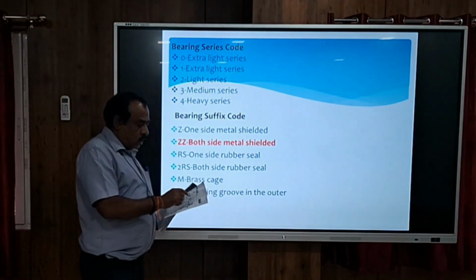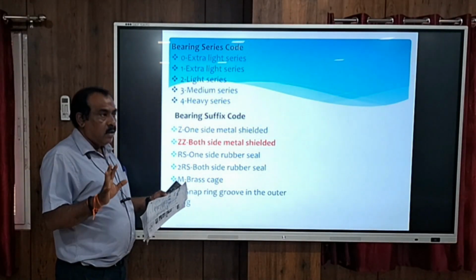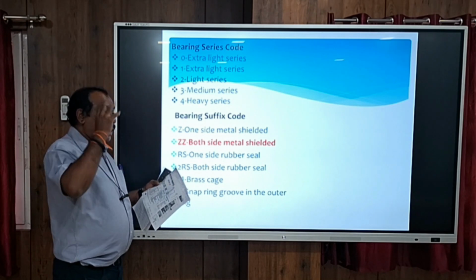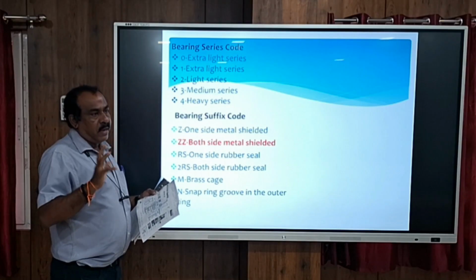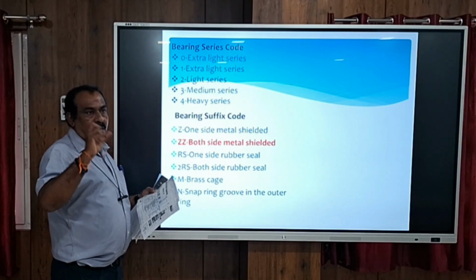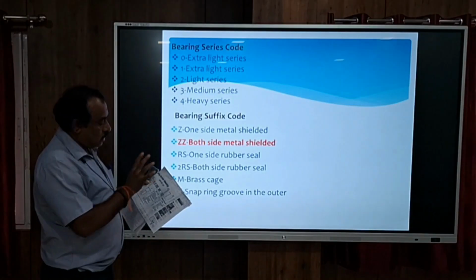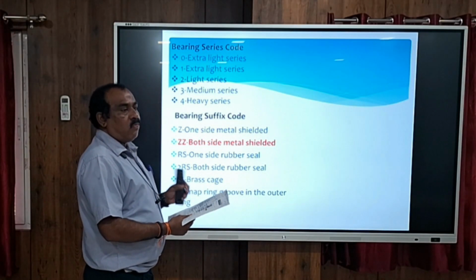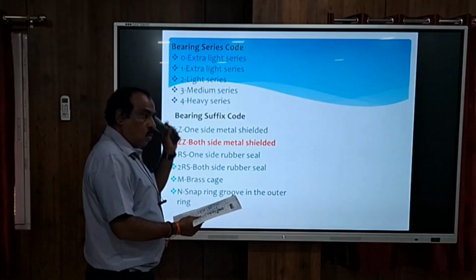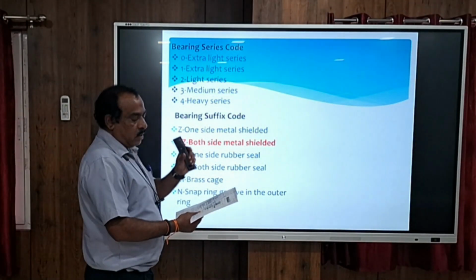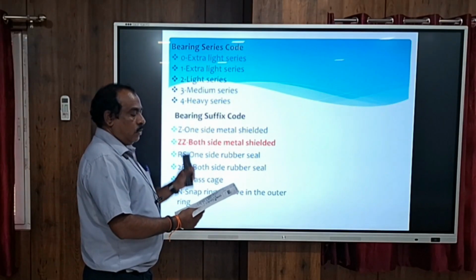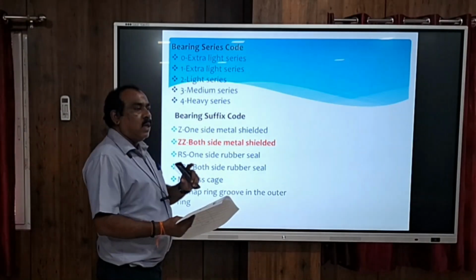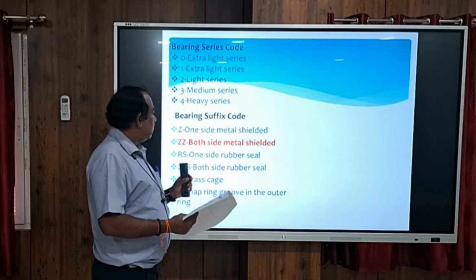For example, 6005 is there, 6205 is there, 6305 is there, 6405 is there. In all of these, the inner dia of the bearing is the same: 5 into 5, 25. But whereas this 0 means its width will be 12 mm and OD will be 47 mm. Whereas 6205, its width will be 15 and OD will be 42 mm. So like that, this series code will give the outer dia and its width.